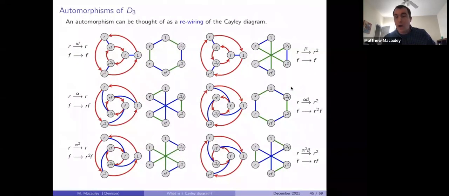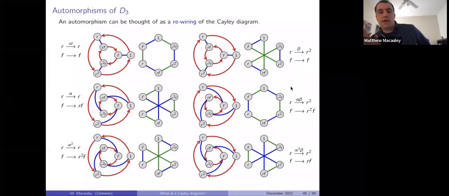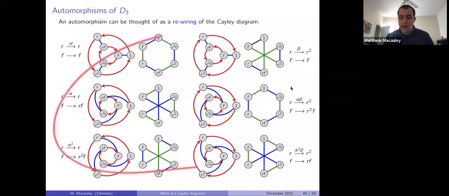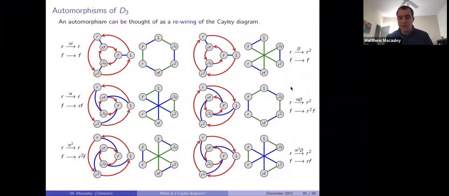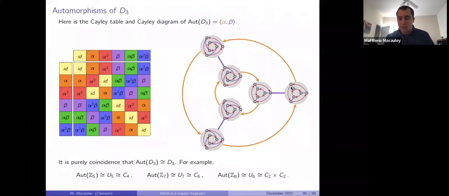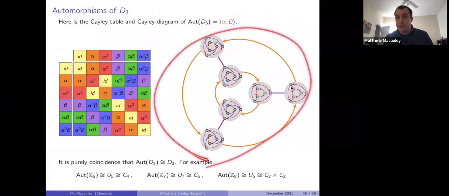Okay, so automorphism. Some of you I recognize from my other talk; these are slides I did not put in my other talk. Automorphisms are, as I define them, basically rewirings, structure-preserving maps from a group to itself. They're just rewirings of the Cayley diagram in a way that preserves the structure. So here are 2 different Cayley diagrams. Here are the 6 automorphisms of D3. They, of course, form a group. Here's the Cayley diagram of the automorphism group, and here's the Cayley table.